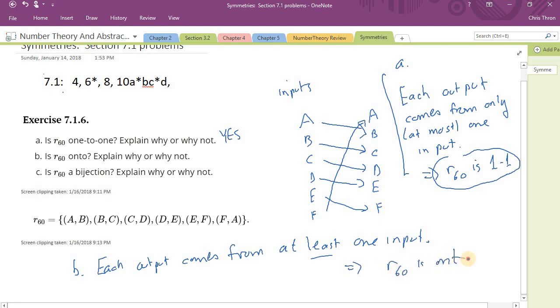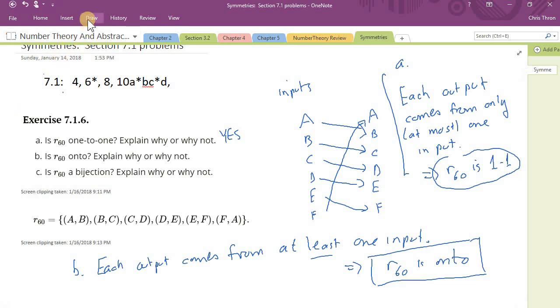Okay, so you need to keep these notions of one-to-one and onto straight. You can see that what we learned in the previous chapter is useful for us. Now, what about part C? Is R60 a bijection? Well, if you remember, if it's one-to-one and onto, then it is definitely a bijection.